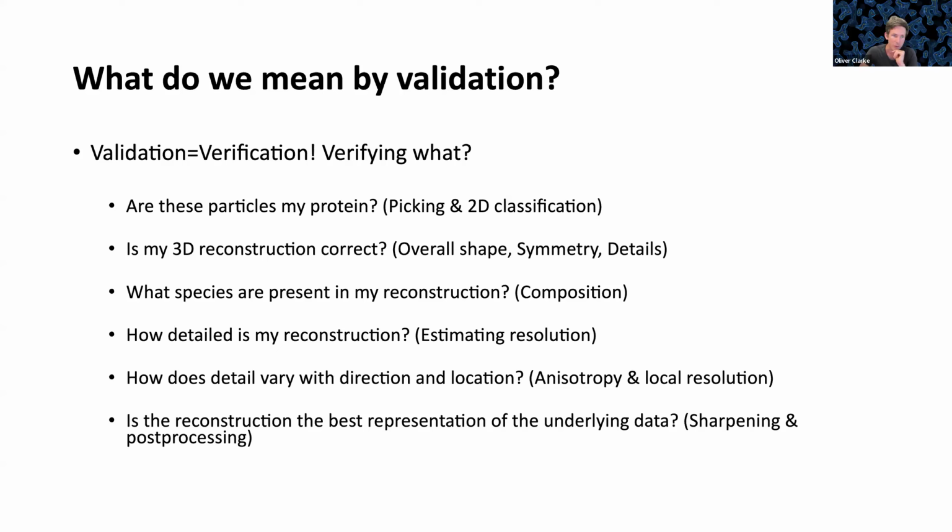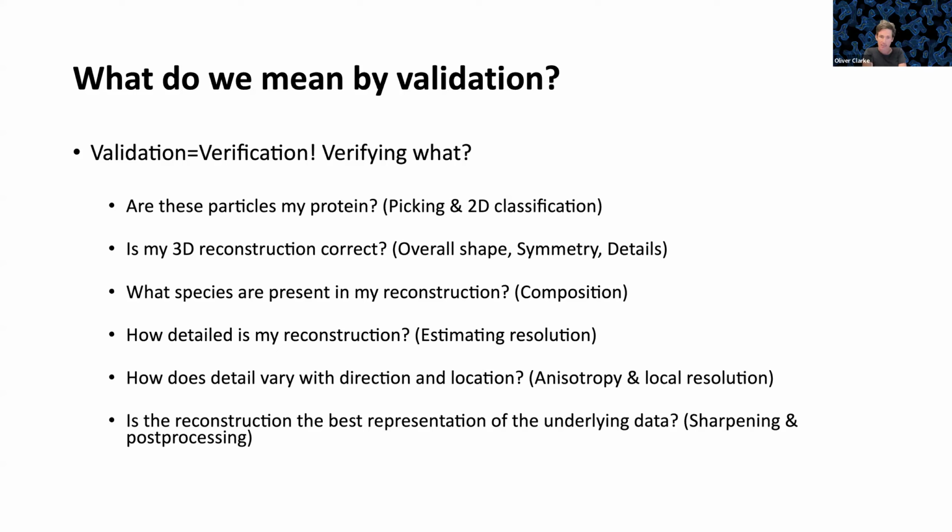So to start off with, what are we talking about when we talk about validation? Really, validation is verification, right? So what are we verifying? And that can come down to a number of different things, at different points in the workflow. So we can be talking about, are these particles my protein? So in picking and 2D classification, is my 3D reconstruction correct, right? So the overall shape, the symmetry, details like ligands. What species are present in my reconstruction? So what's the composition of the entity that I'm looking at?